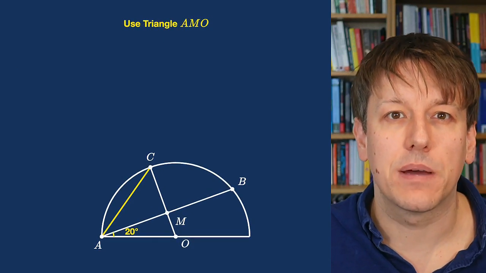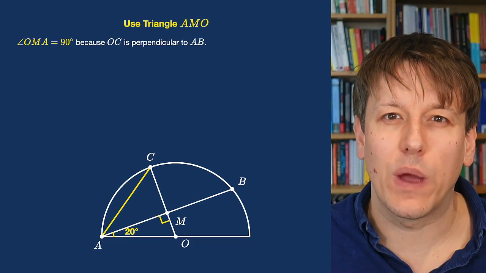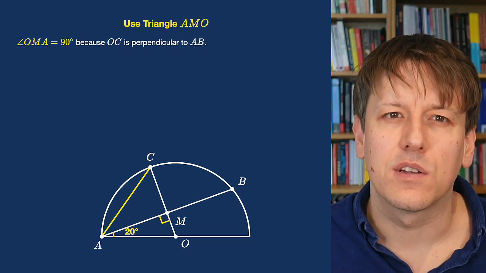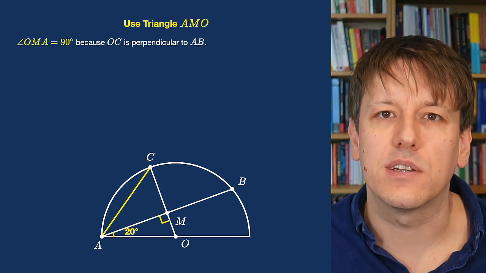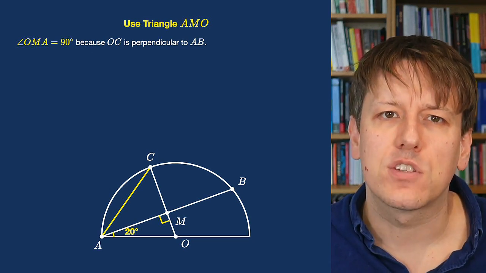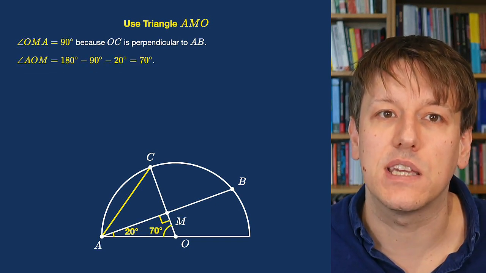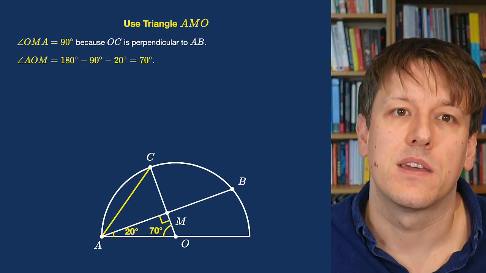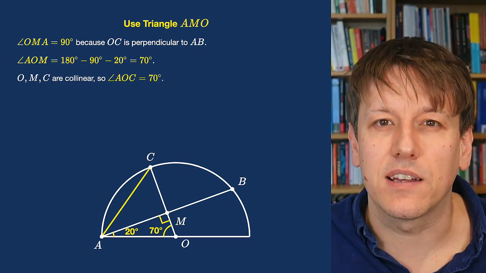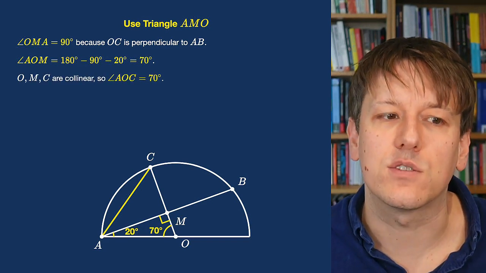Because OC is perpendicular to AB, angle OMA is 90 degrees. Also, angle OAM is 20 degrees because M lies on AB. So in triangle AMO, the third angle is 180 minus 90 minus 20, which gives 70 degrees. Since O, M, and C are on the same straight line, that tells us that angle AOC is also 70 degrees.